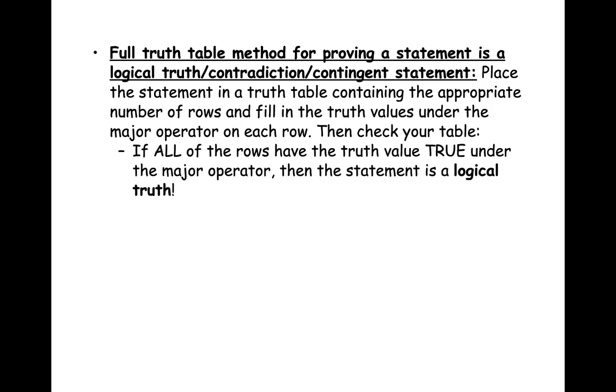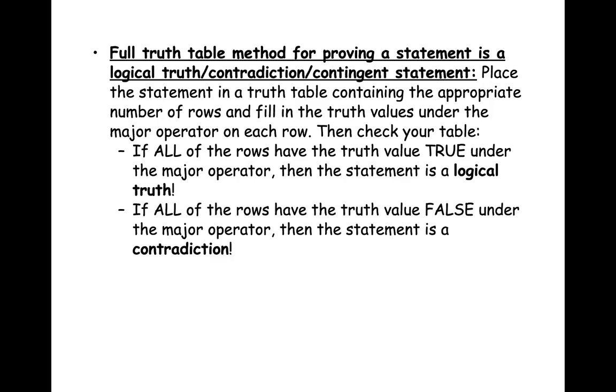So if all of the rows on the truth table have the truth value true under the major operator, then the statement is a logical truth because it's true under every assignment of truth values. If all of the rows have the truth value false under the major operator, then the statement is a contradiction because every possible assignment of truth values makes the statement false. So it's always false.